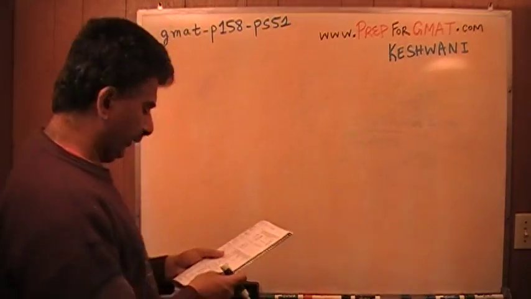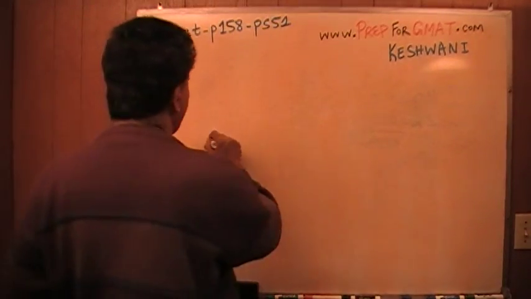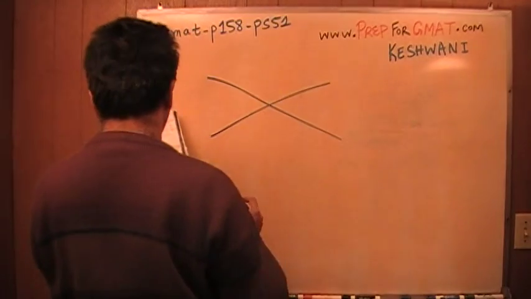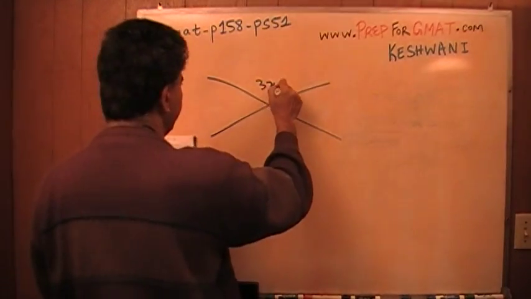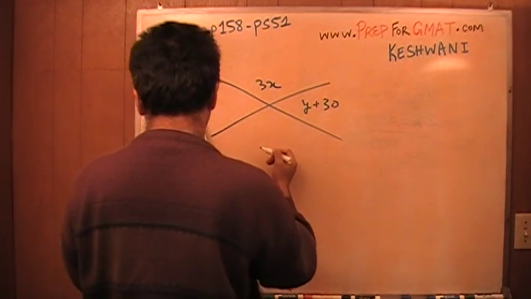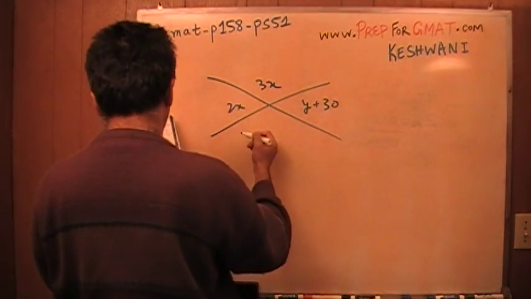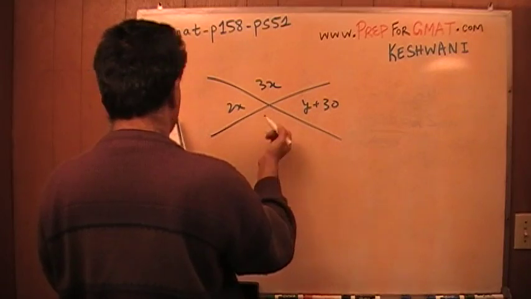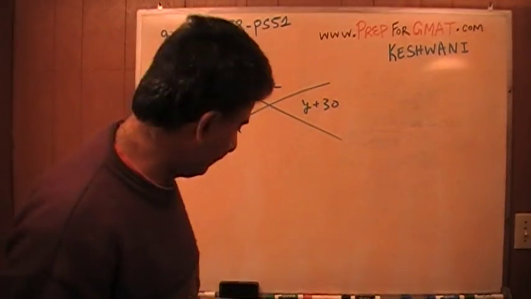Let's do problem number 51. Enough of this talk. Number 51 is what I'm doing. This is 3x. This is x plus 30. This is 2x. And the question is, what's the value of y? They're simply asking you how much y equals.